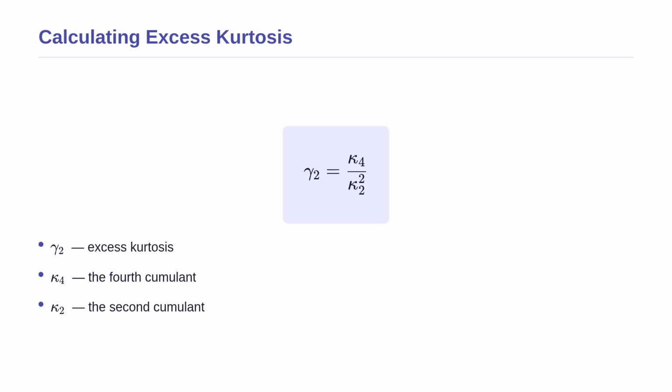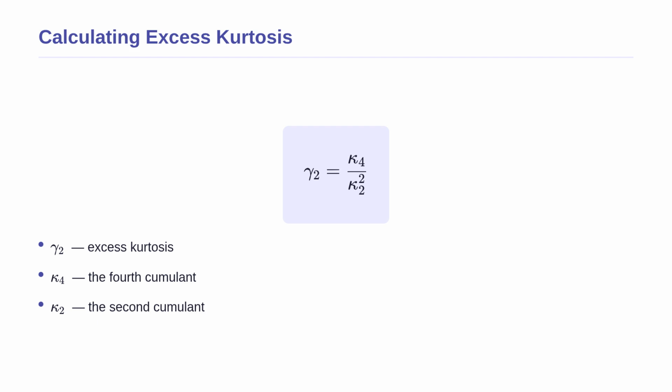Similarly, we use the fourth cumulant to calculate excess kurtosis. Kurtosis tells us if the data has thick, heavy tails or thin, light tails compared to a standard normal bell curve. The formula divides the fourth cumulant by the squared second cumulant. A standard normal distribution has an excess kurtosis of exactly 0.